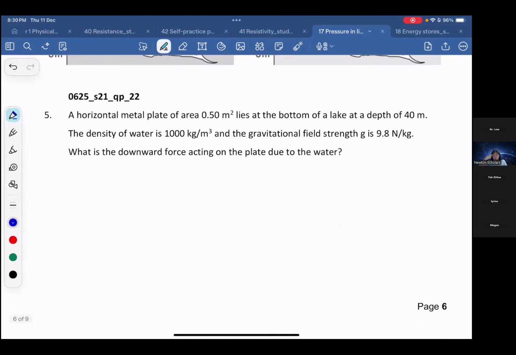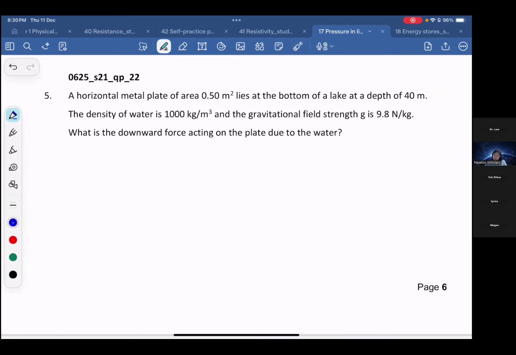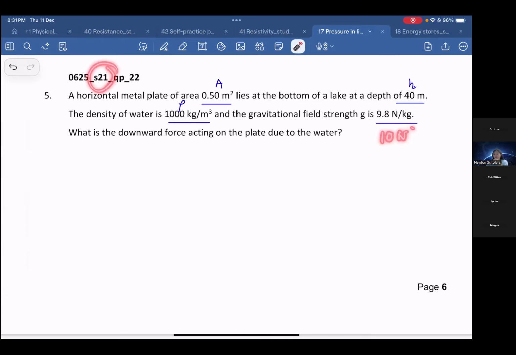Okay, here, 2021. A horizontal metal plate of area, so label, this is area, meter square, at a depth of 40 meters. So this one is the depth, h. Density of water is 1000. Gravitational field strength, so this is g. Most of the time, actually, they won't give. I give it because I don't want you to use 10. Previously, before 2023, they were using 10. That's why I purposely mentioned.